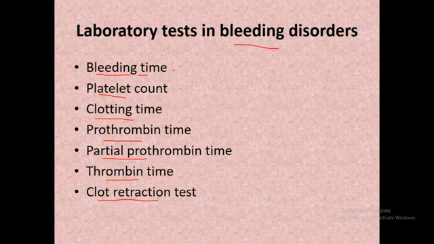So bleeding time is the time taken from puncture of blood vessels to the stoppage of bleeding. And clotting time is the time taken from puncture of blood vessels till the formation of fibrin thread. So for laboratory tests in bleeding disorders, we have to do the bleeding time, platelet count, clotting time, prothrombin time, partial prothrombin time, thrombin time and clot retraction test.